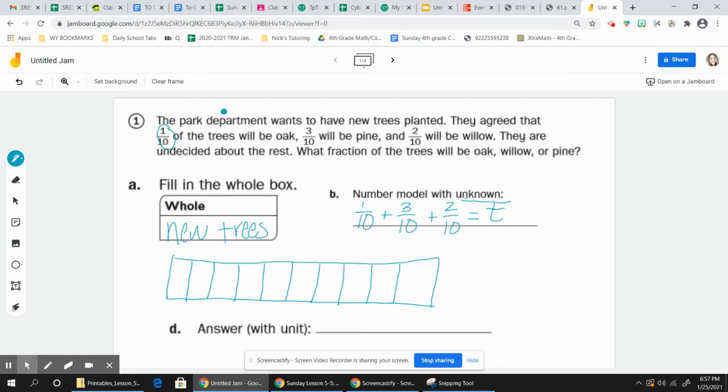All right, so I know 1/10 of the trees will be oak. So that means 1 out of 10 trees are going to be oak trees. So I'm going to put an O for oak. And then I'm going to change my color. 3/10 or 3 out of 10 trees will be pine. So I'm going to put P for pine, and I need 3 of them. 1, 2, 3. And I'll change my color again to show a different tree. 2/10 will be willow trees. So 2 out of the 10 will be willow.